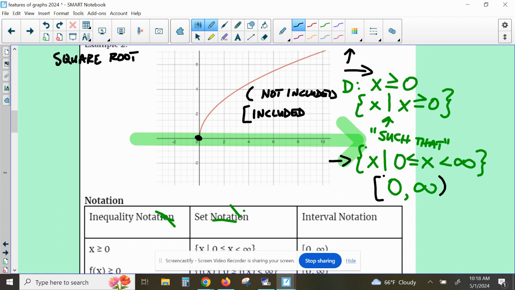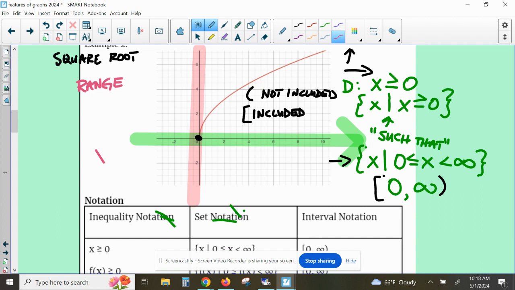Okay, let's do range. So I'm going to do range in pink. So you told me range was the y's, correct? So range is the y's. So I'll talk about range over here. Okay, so where does this graph live on the y-axis? Up and down. Does he live down here? He's not down here at all. When does he start living? He starts living at 0 and he goes up forever. Do you guys agree? Okay, so he's not down here.